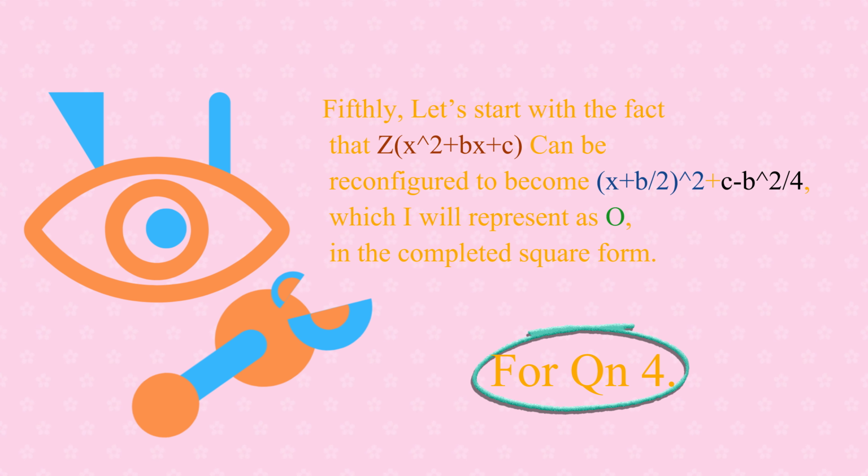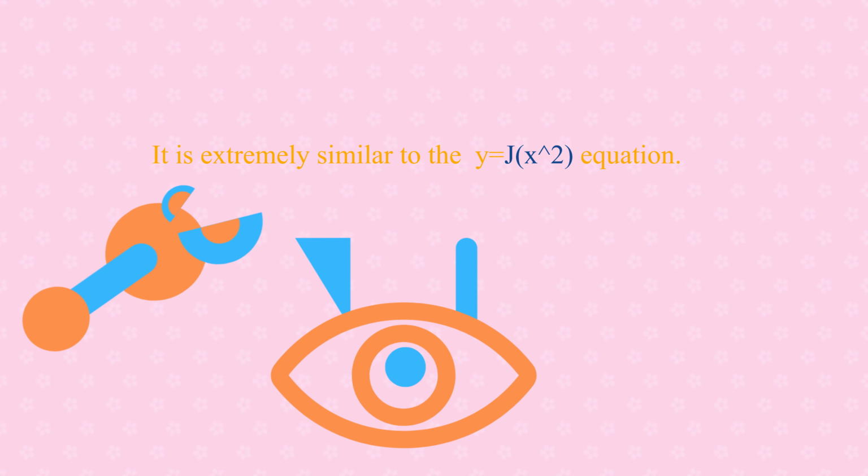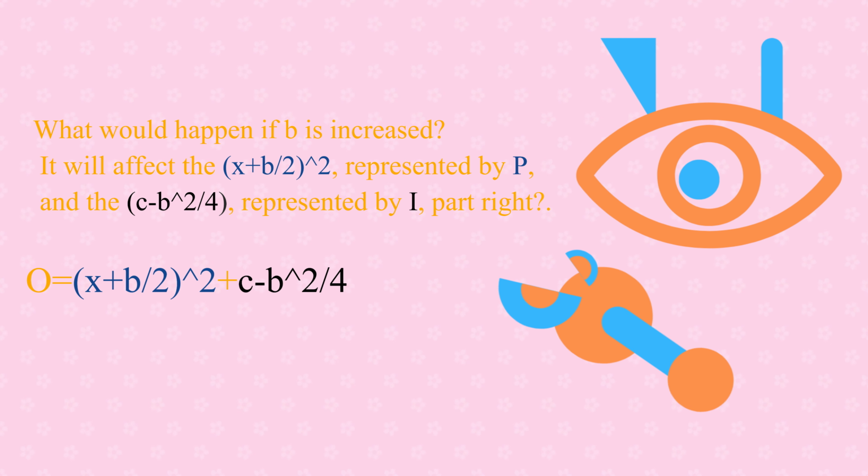Fifthly, let's start with the fact that z can be reconfigured to become (x plus b over 2) to the power of 2 plus (c minus b to the power of 2 over 4), which I will represent as O in the completed square form. It is extremely similar to the y equals j equation. What would happen if b is increased?